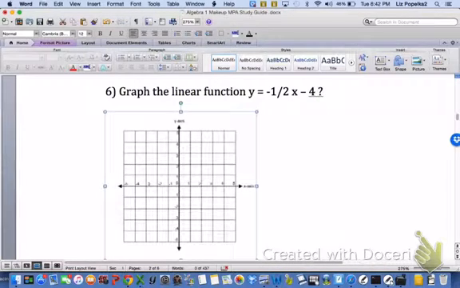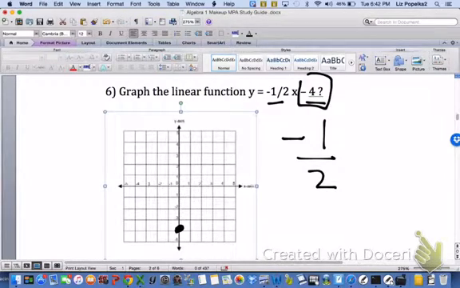Now for number 6, which is asking us to graph the linear function y equals negative 1/2 x minus 4. Now this is in slope-intercept form. So of course, as we know, this is the slope, that is the y-intercept. So I'm going to go down 1, 2, 3, 4 on the y-intercept to represent that negative 4 y-intercept. And I've got a slope of negative 1/2, which as we know means down 1 and over 2. We're going down because it's negative.